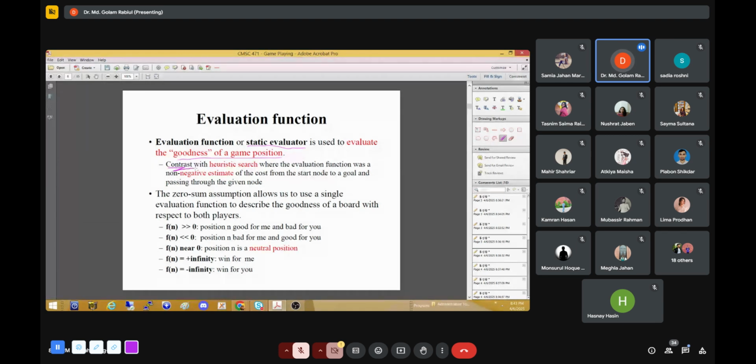What's the difference? The contrast with heuristic search, where the evaluation function was a non-negative estimation. Usually we design, like in A star search, a heuristic evaluator like the straight line distance we have considered. So all those are just non-negative estimates, positive values, from the goal node to different nodes, the straight line distance.